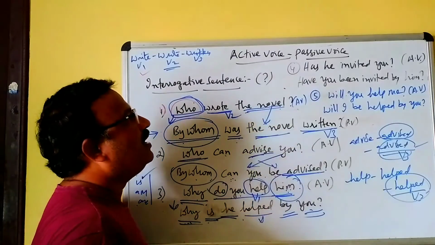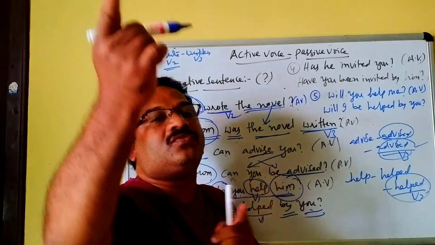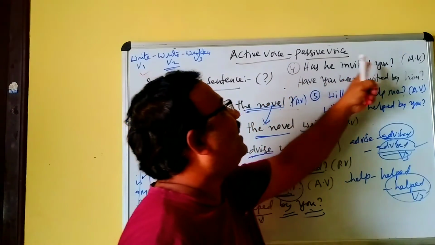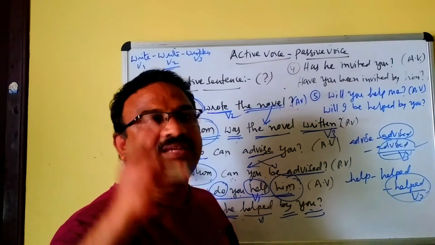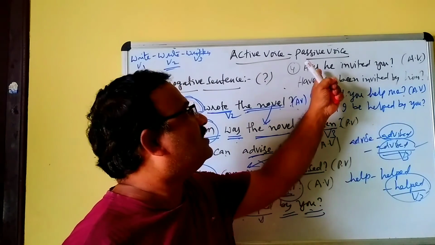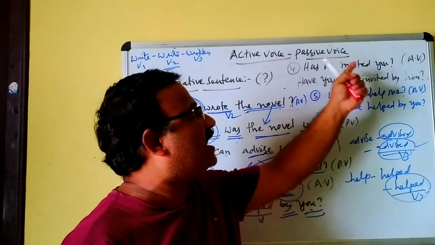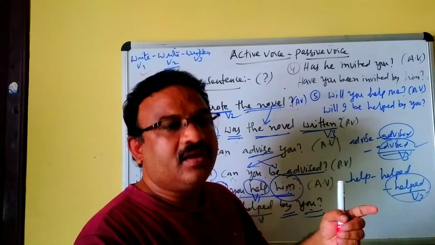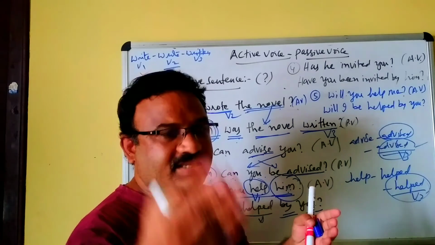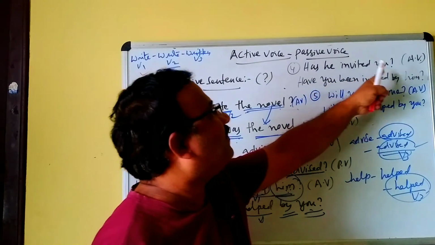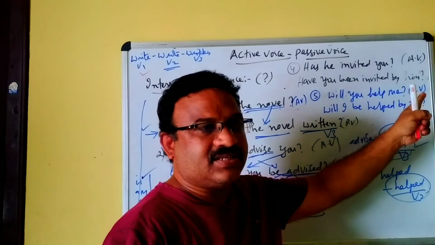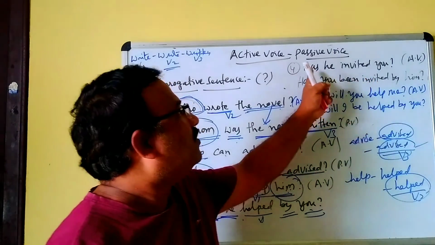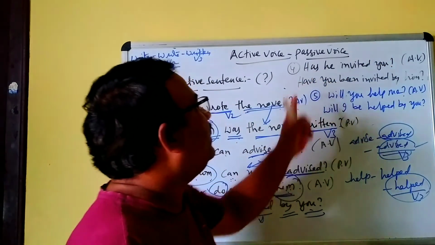Okay, this is. And here the fourth one, yes or no question. These are all direct questions. Has he invited you? So how can you make these yes or no questions? How can you know? Has he invited you? What do you say? Yes or no. If he invited you, you can say yes. If he didn't invite you, you can say no.